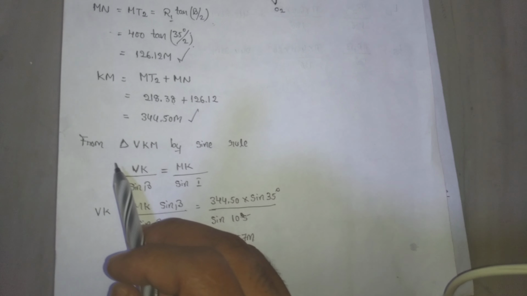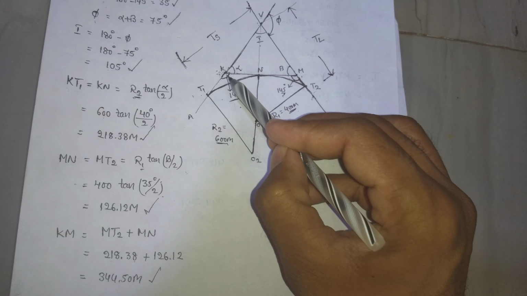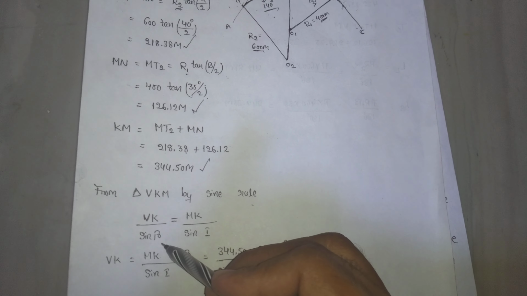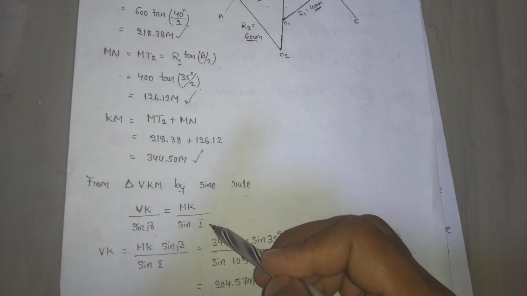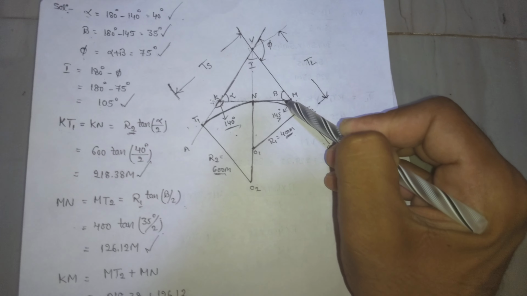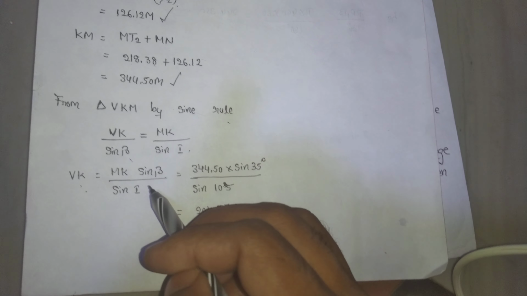From the triangle VKM, by applying the sine rule, VK by sine beta is equal to MK by sine I. Then we get VK is equal to MK sine beta.